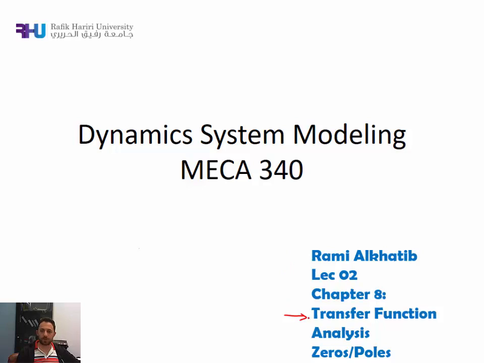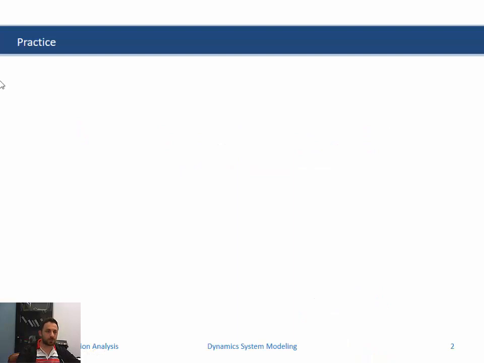In today's session, we will continue our discussion about transfer functions. Namely, we will be focusing on the analysis, in particular zeros and poles. So what are the zeros and poles of a transfer function?